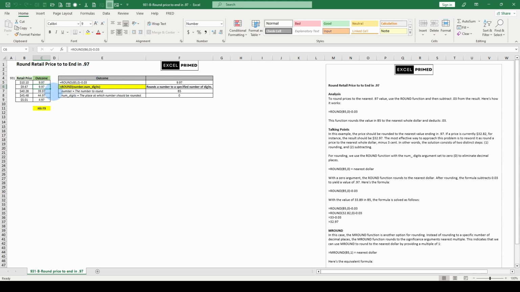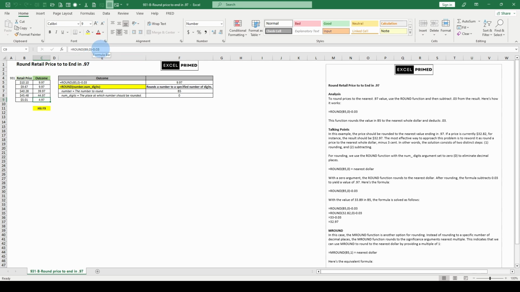Round is always going to round up. So this 9.67 is going to 10 bucks. 40.28 is going to round down. Why? Because it's less than 40.50. 45.48 it's going to round down. And then 5.01 is going to go to 5 bucks.